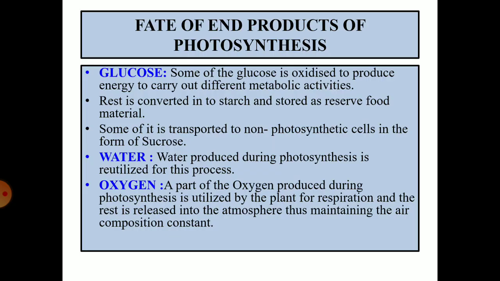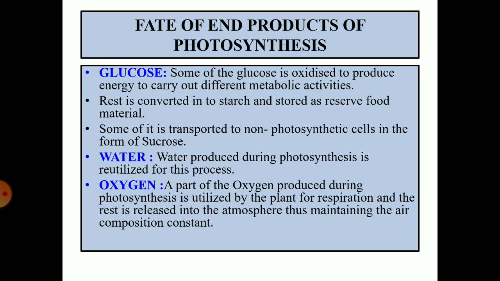Now, what is the fate of the end products of photosynthesis? Glucose. Some of the glucose is oxidized immediately after it is formed to produce energy to carry out the various metabolic activities of the plants. The rest of it is converted into starch and stored as reserve food material of the plants. Some of this is transported to non-photosynthetic cells in the form of sucrose. Note, it is not in the form of glucose, but in the form of sucrose, a disaccharide.